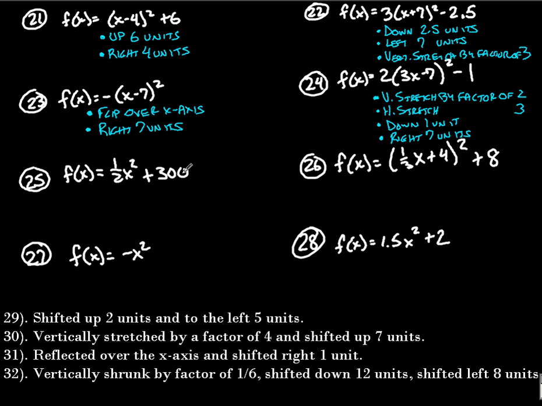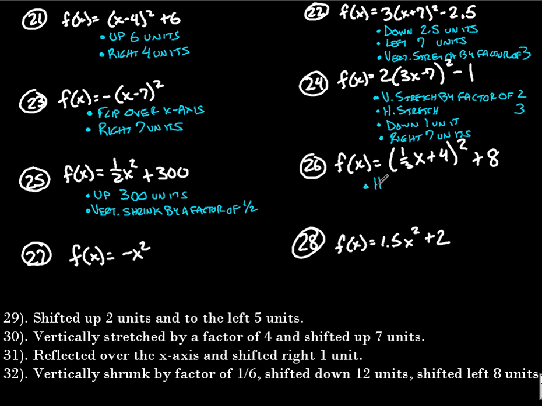Number 25, we'll start with here, a number on its own on the outside. That means I'm going to be shifting up that many, up 300 units. And then nothing on the inside. I have right here what's going to be a vertical shrink in this case because we have it getting fatter. We have something that's a fraction. So a vertical shrink, we're going to say that that's by a factor of 1/2.